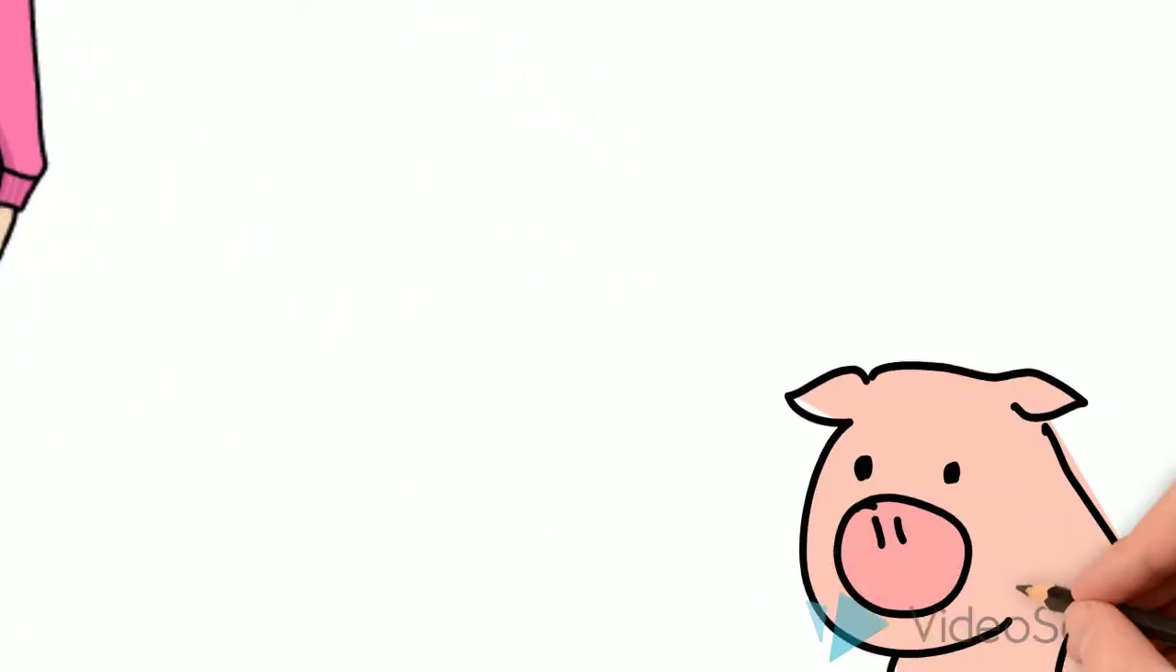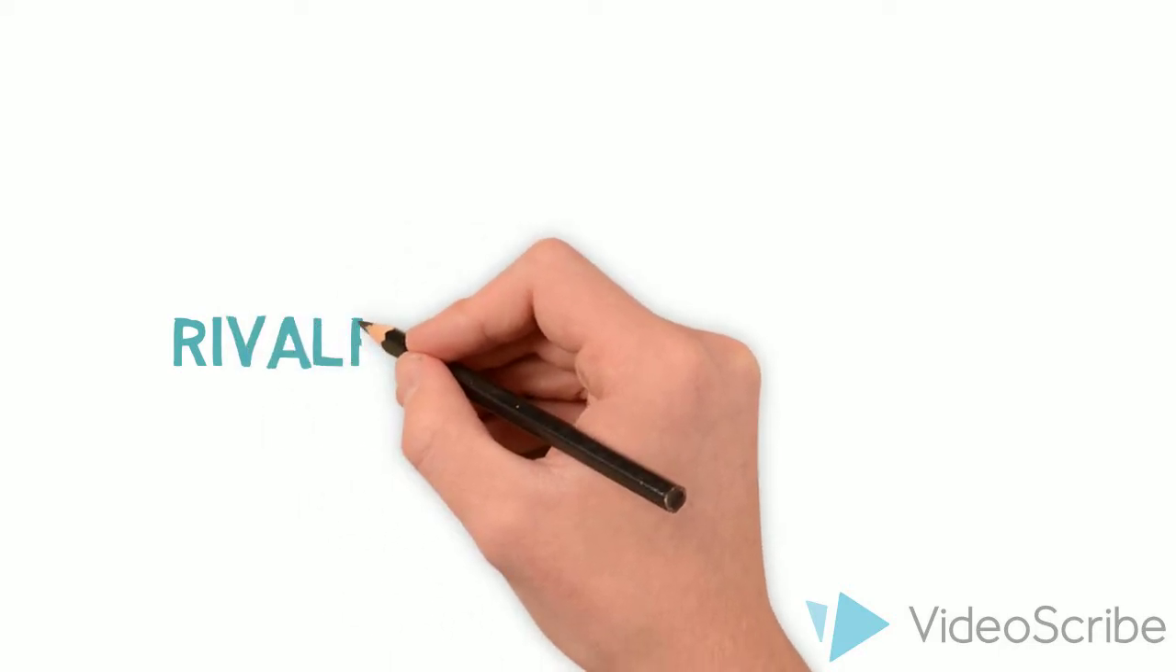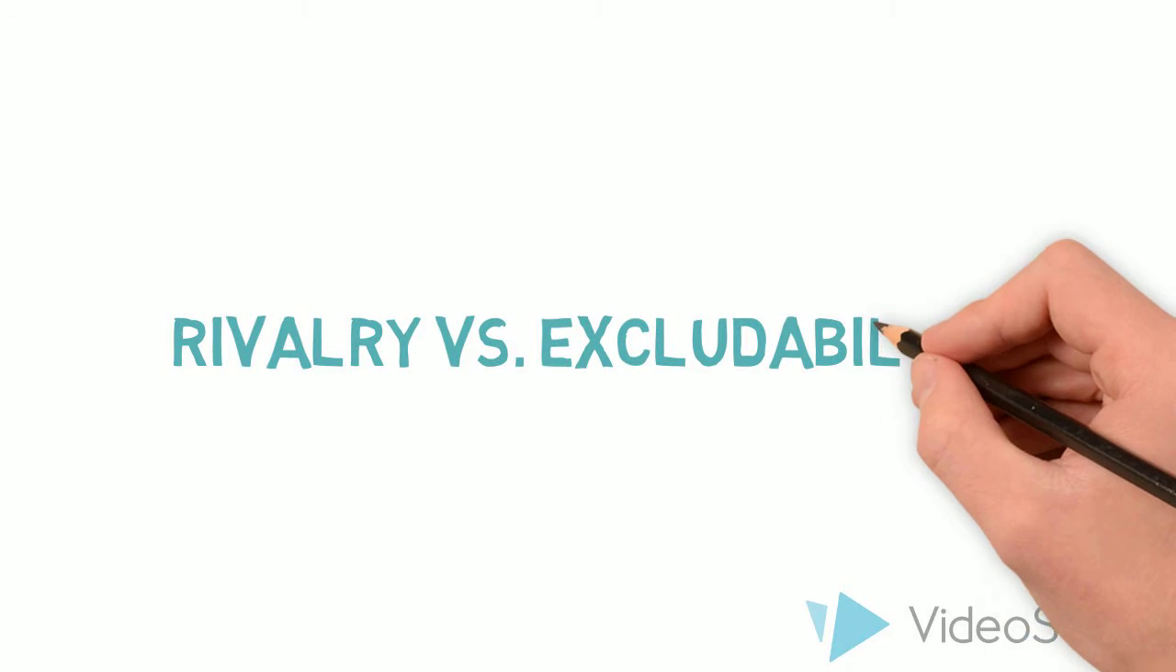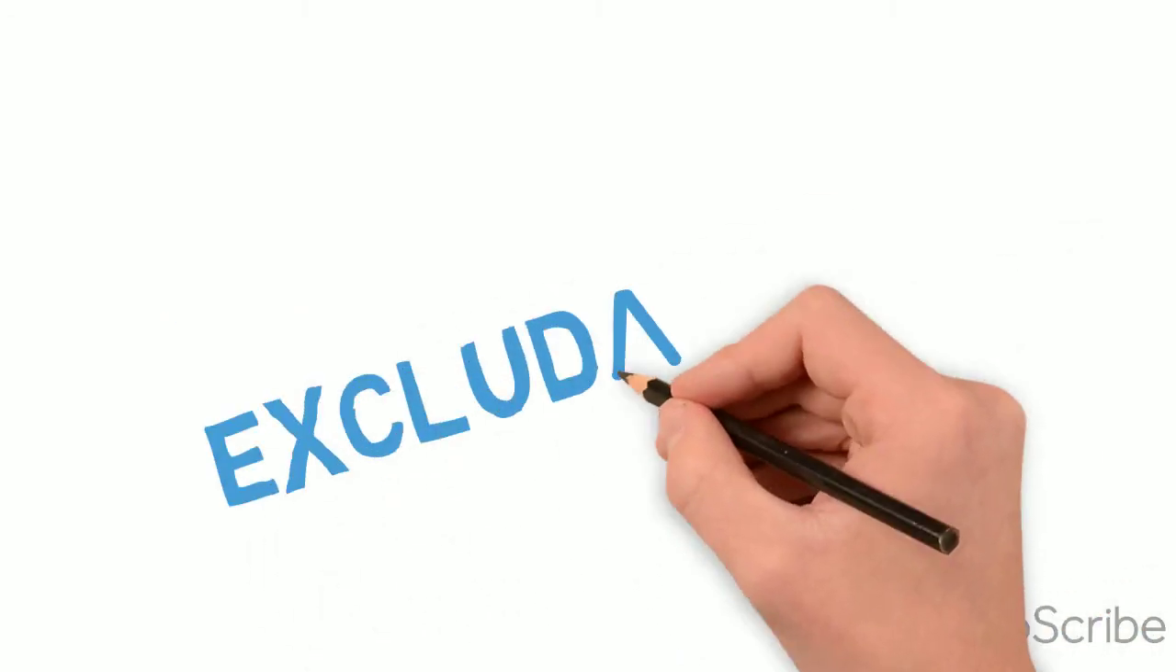To better understand humans and non-human things, let's take a look at two ideals that we can use to model the relationship between rivalry and excludability. Firstly, we're going to talk about excludability.